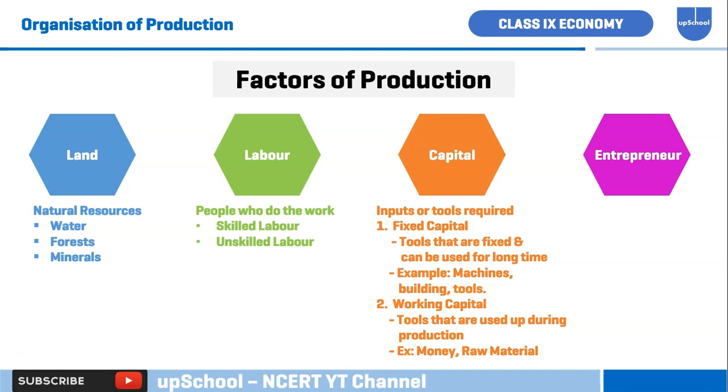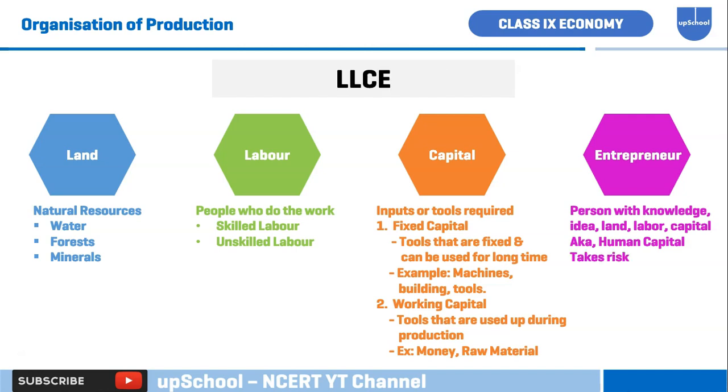Entrepreneur. So this is the most important part of production. So the person with the idea and the person who holds the land and labor and capital is the entrepreneur. Without the entrepreneur, there will be no production. This is also known as human capital. So the entrepreneur is the person who takes risks. So this factors of production is also known as LLC. So that's very important to know.